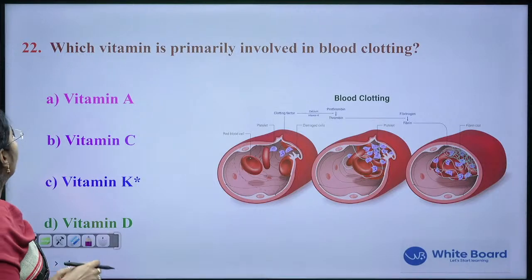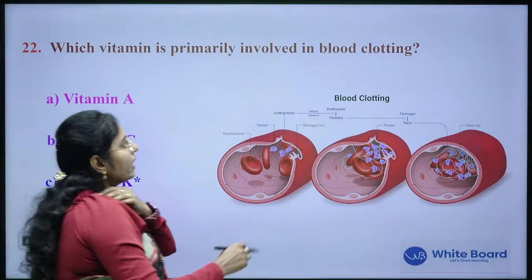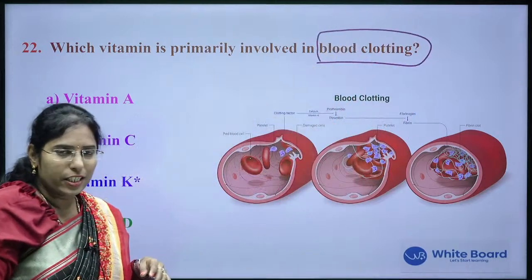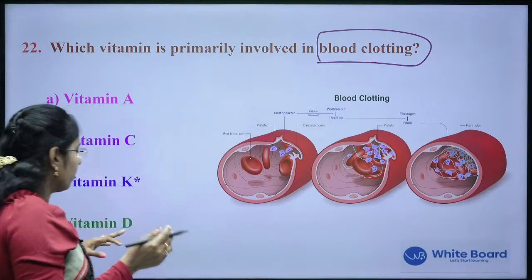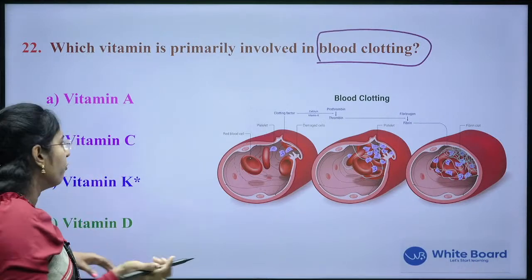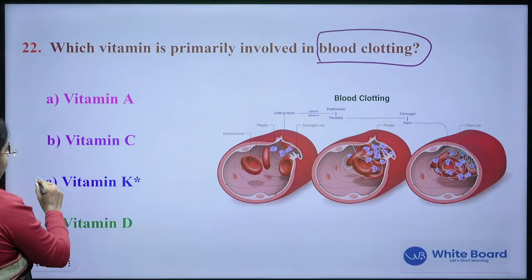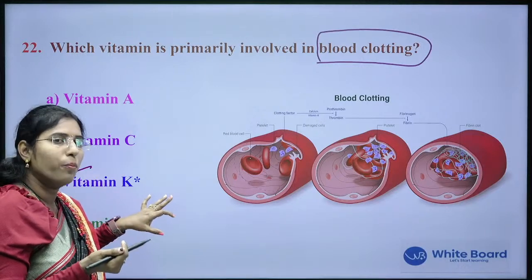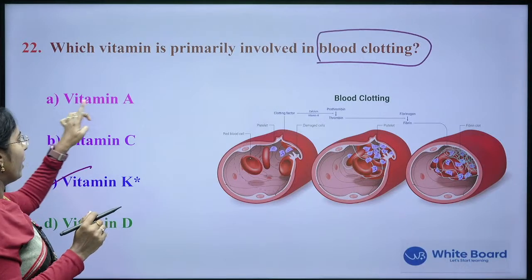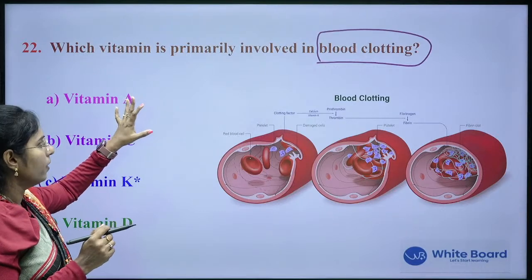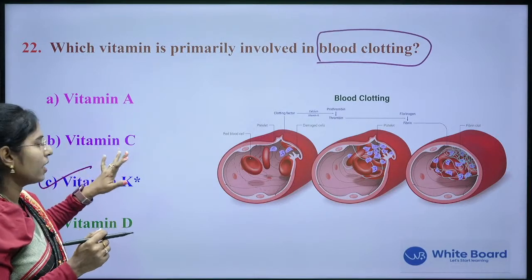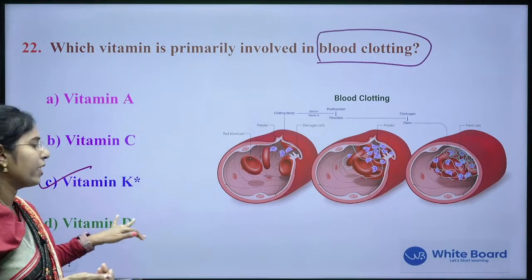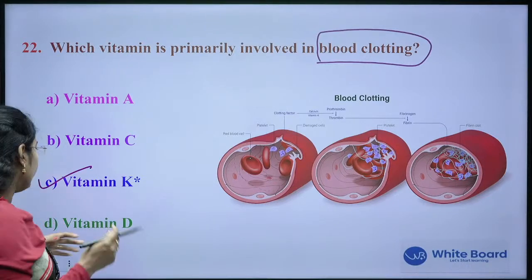Coming to the next question, which vitamin is primarily involved in blood clotting? Just now we have discussed vitamin K. Vitamin K is responsible for blood clotting. It is for the production of blood clotting factors. So, vitamin K is the correct answer, which is used for synthesis of blood clotting factors in the liver. And vitamin A, we know that it is used for eyesight. Next, vitamin C for collagen production as well as wound healing and for boosting the immunity. And vitamin D for formation of strong bones and teeth.